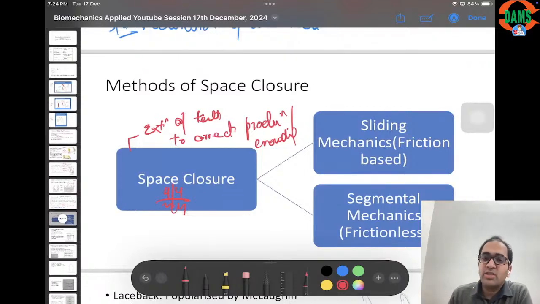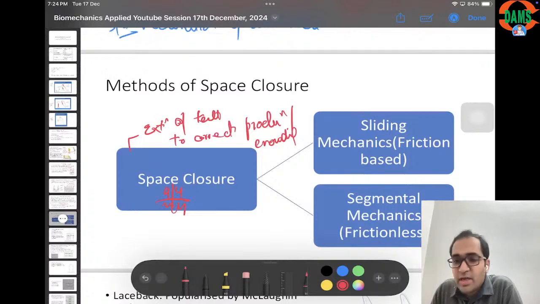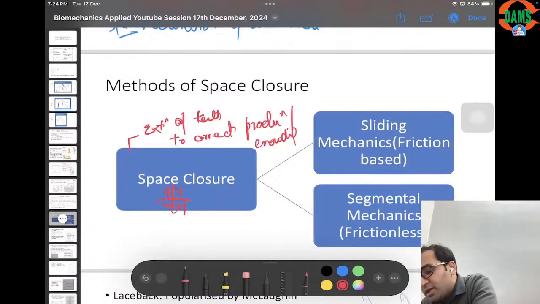So there are two methods through which we can do this. First is through sliding mechanics, which is known as friction based mechanics, and next is segmental mechanics or frictionless mechanics. So what is the difference between the two, or how is it done? If we go by the literary names, segmental mechanics means we are dividing the wire into segments.